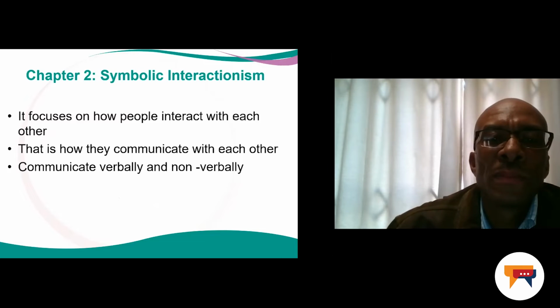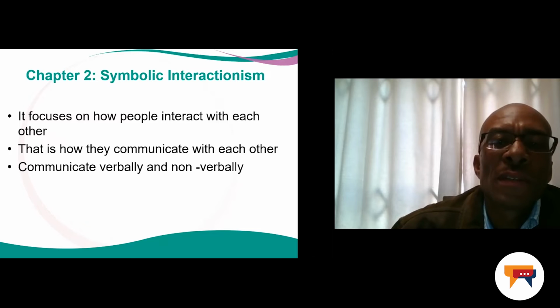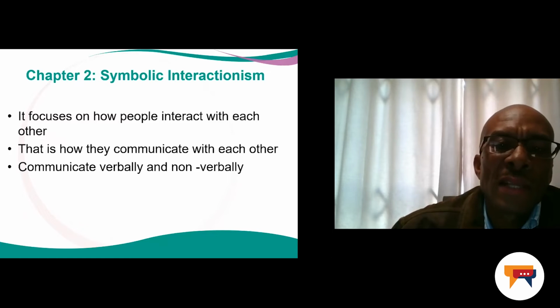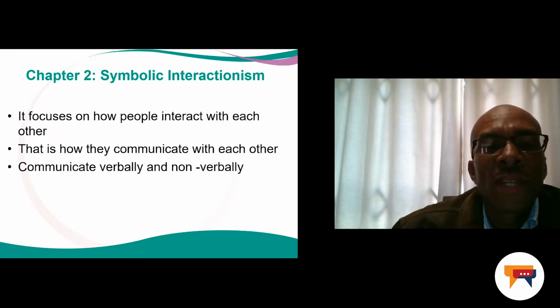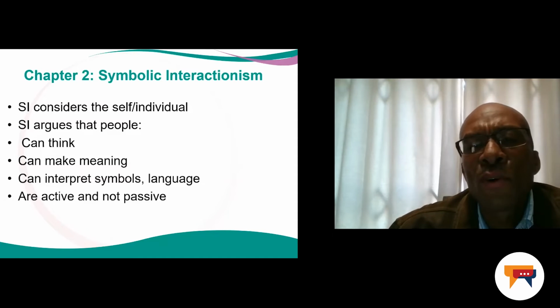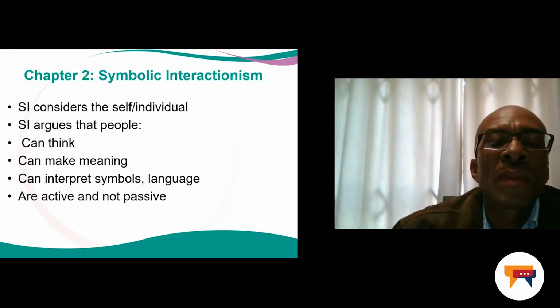Still on chapter 2, we have the third theory, which is called Symbolic Interactionism. This particular theory is more concerned with how people interact with each other in society. Therefore, how we communicate with each other, either verbally or non-verbally. Moreover, the theory of symbolic interactionism considers the individual or the self, so to say.